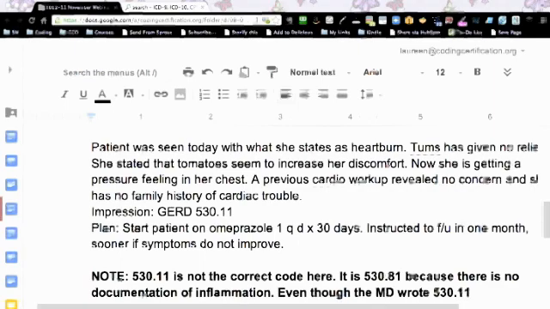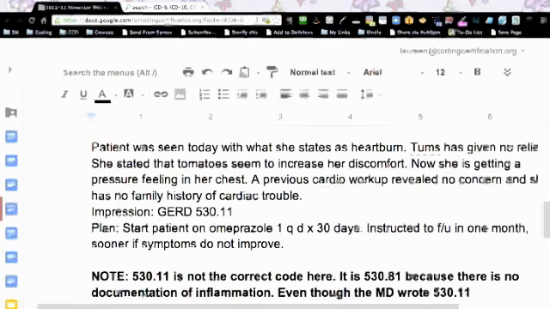That's my code. He goes on to say the plan, the treatment they're going to get. They're going to start the patient on a medication like Prevacid, one every day times 30 days, and instructed to follow up in one month, sooner if symptoms do not improve. Nowhere in that documentation does he indicate that there's inflammation. So you can't use the 530.11. That's not the right code. The right code is 530.81. That's the proper code for GERD. Just because the doctor wrote a code down, you can't use that. He's not a coder, he's a doctor.